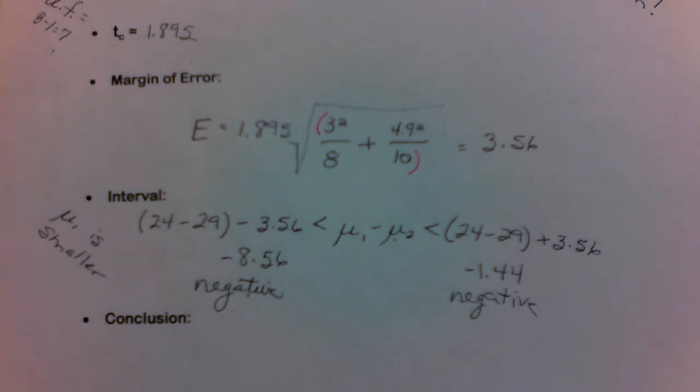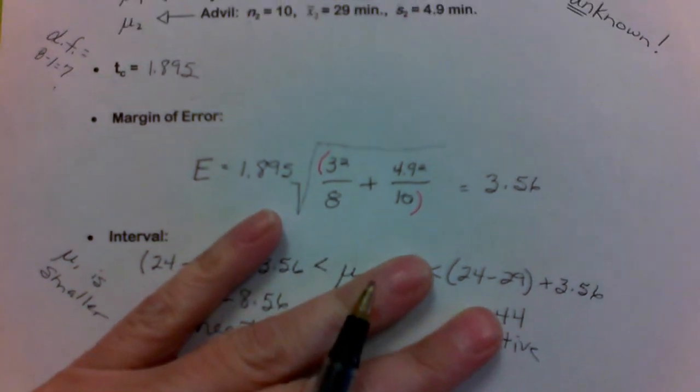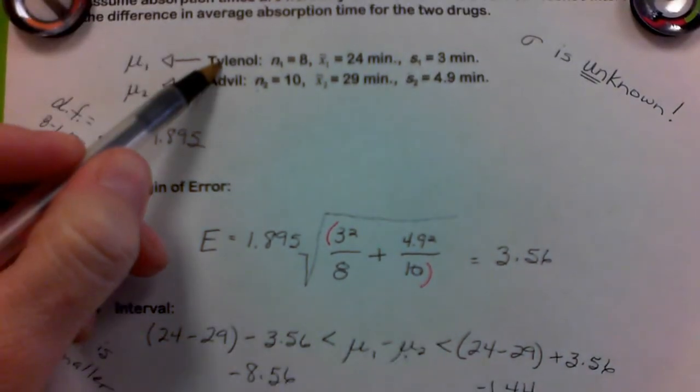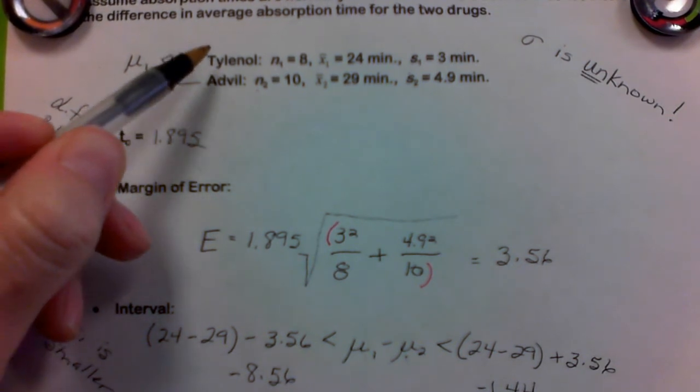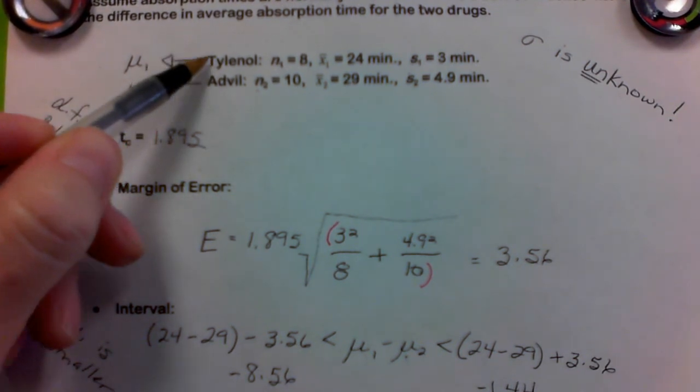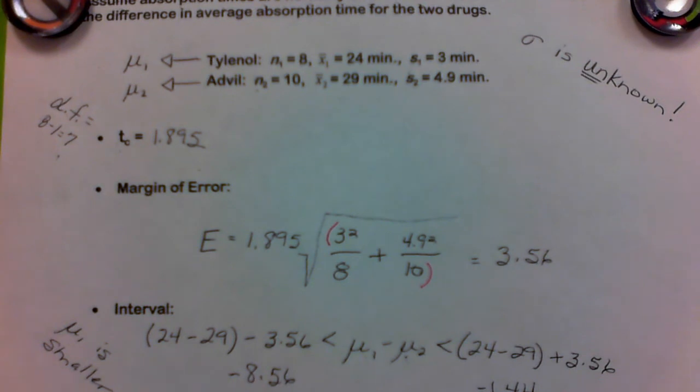Now we're talking about absorption time. So mu1 is Tylenol, it's a smaller number. It takes less time for Tylenol to absorb than Advil. So my conclusion would be I am 90% confident the average absorption time for Tylenol is smaller or faster than Advil. That concludes 7.4.